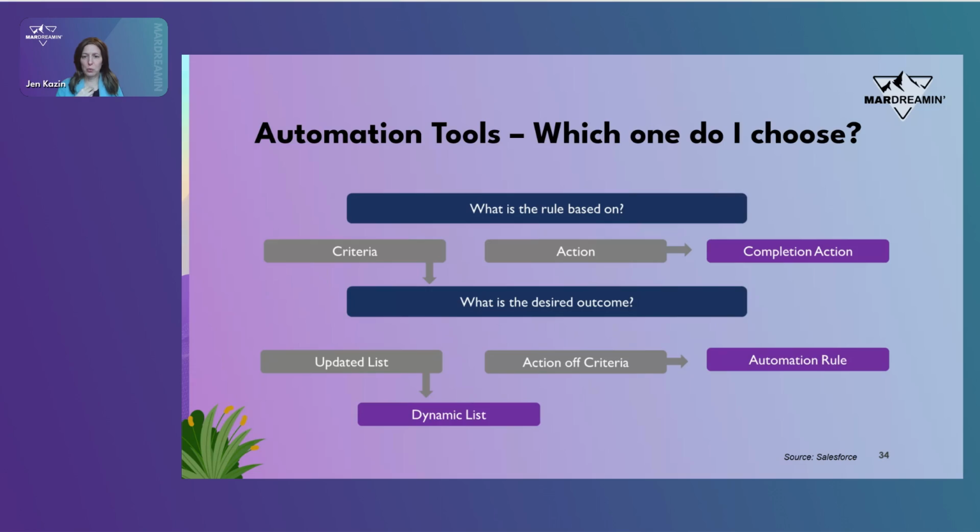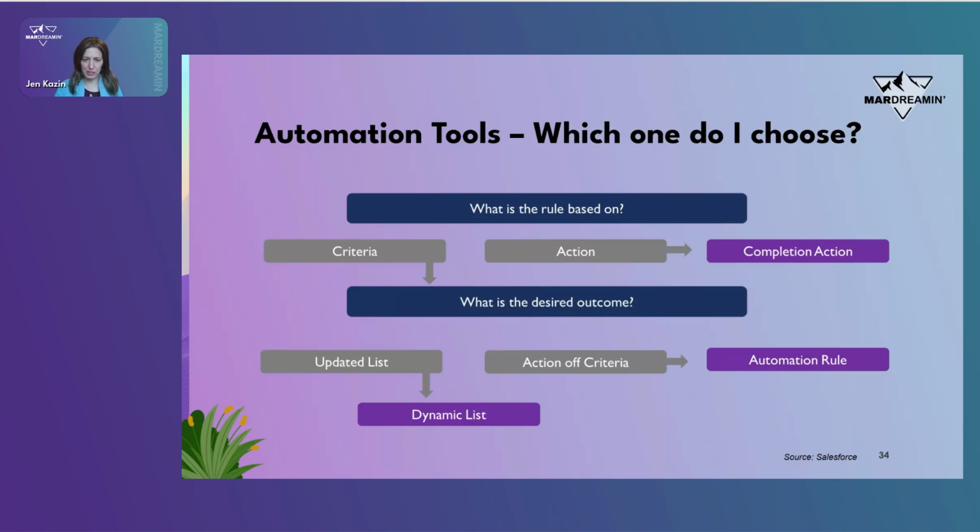Now, what is the desired outcome? If I simply want a list, I could use a dynamic list. So if it's criteria and I just need a list, the tool you should use is a dynamic list. But if it's based on criteria and I need to do some action, like assign it, tag it, adjust the score, or update a field, then you would want to use an automation rule.